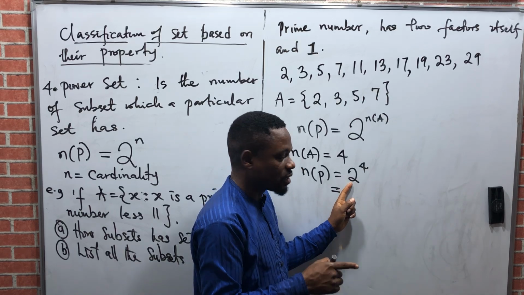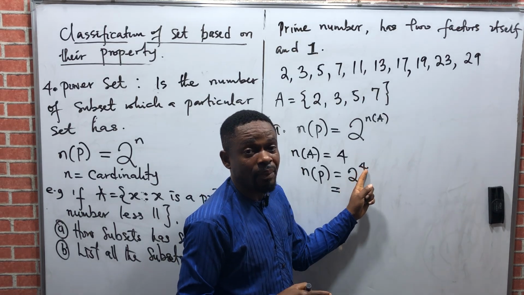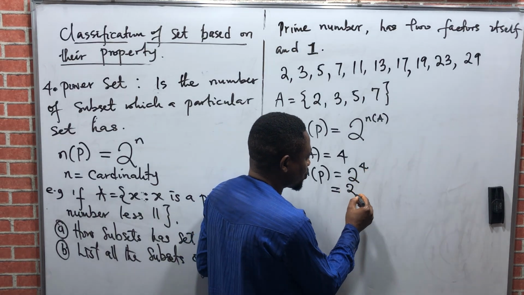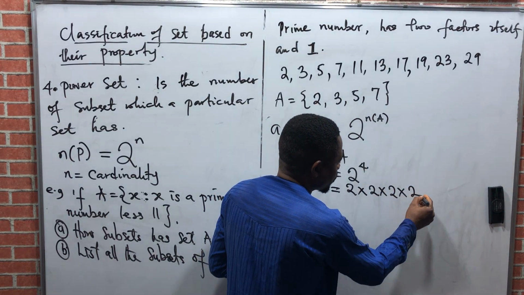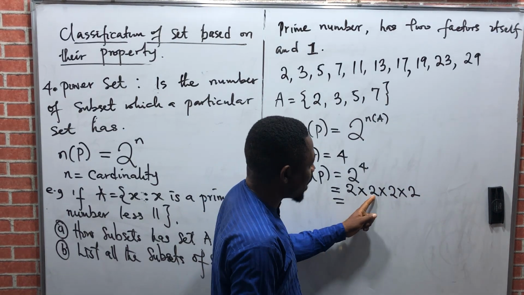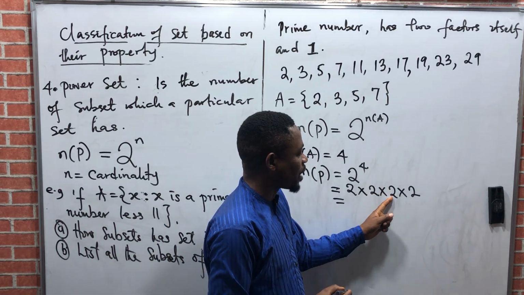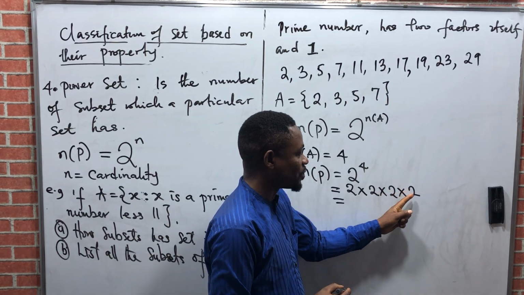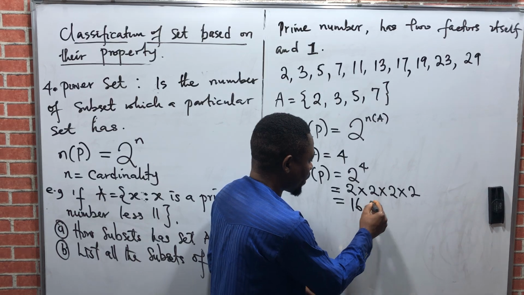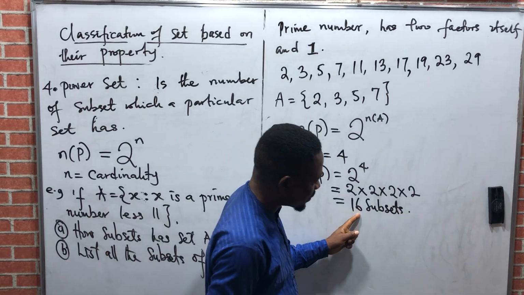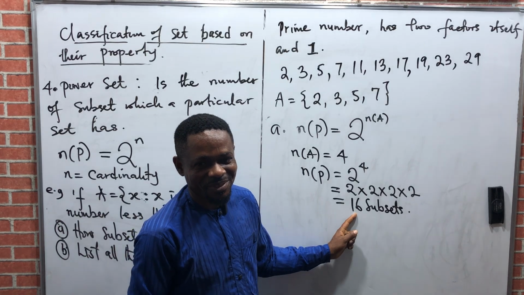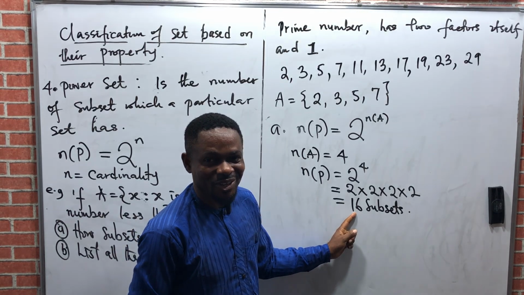Then the next thing is to simplify. Multiply 2 to how many places? 4. It gives 2 times 2 times 2 times 2. 2 times 2 is 4. 4 times 2 is 8. And 8 times 2 is 16. Now, if they ask you how many subsets has this, the answer is 16 subsets. We are done with question number A.